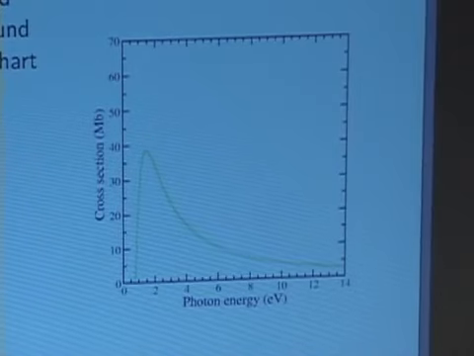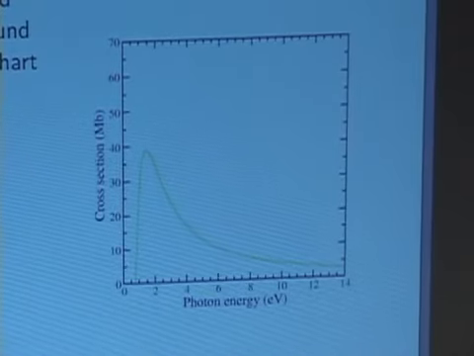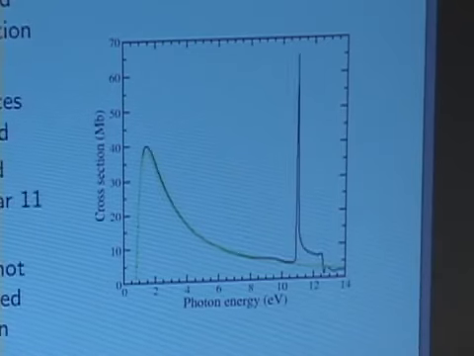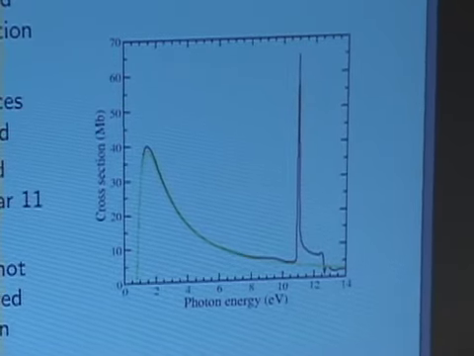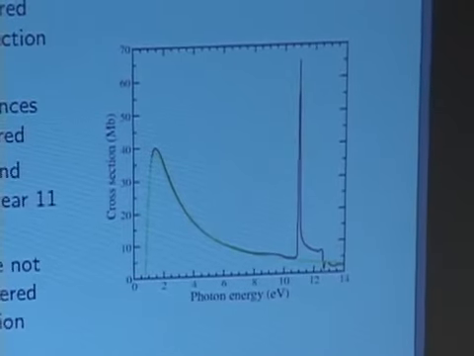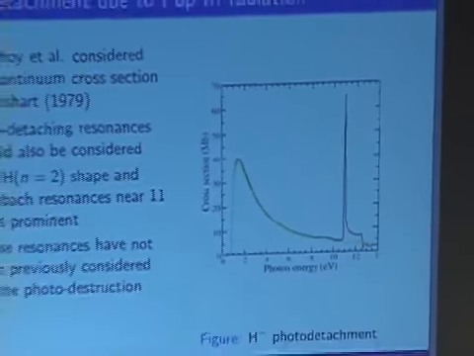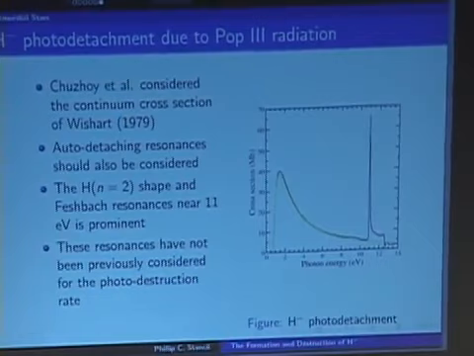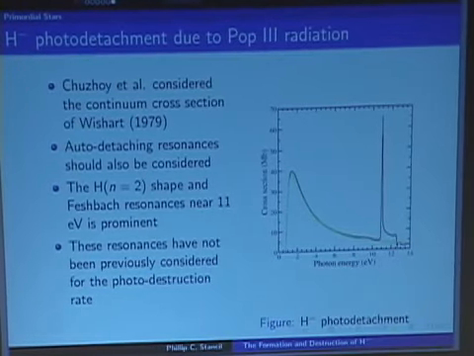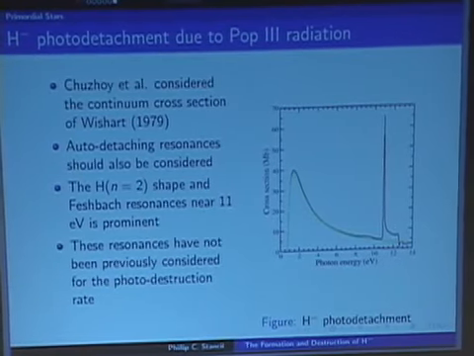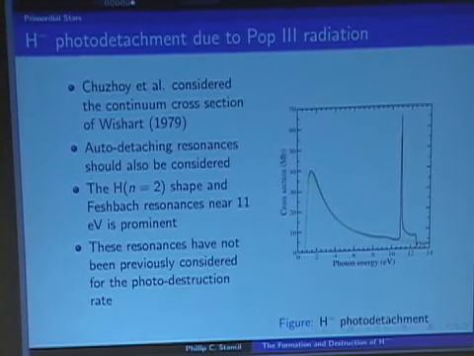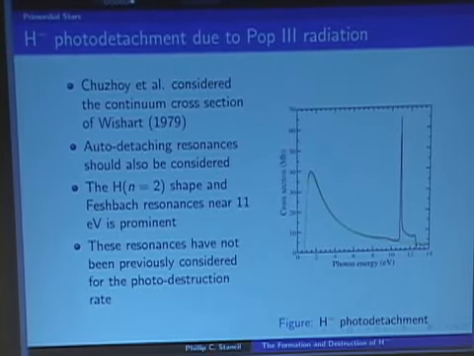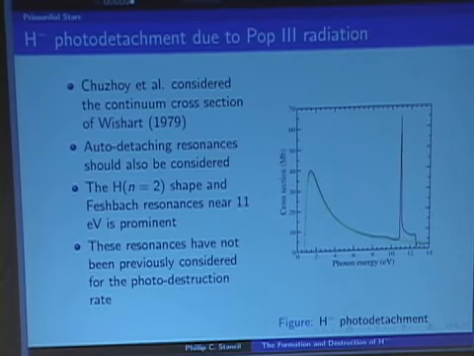However, all those atomic physicists know that the story is more complicated. Right? There are a large number of doubly excited states, and the first series of those goes up to the H n=2 threshold, and they produce very strong resonances. So there's a shape resonance and a Feshbach resonance here at about 11 eV. And they neglected this. So after seeing this paper, I asked: what effect does this resonance have on the photodetachment rate?